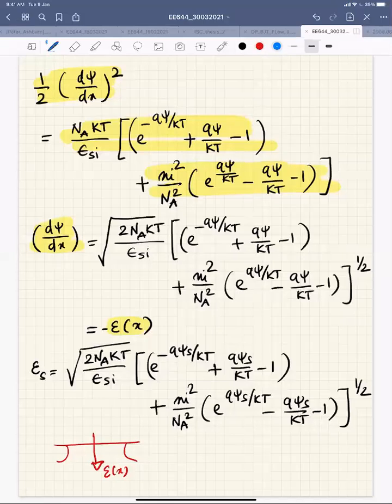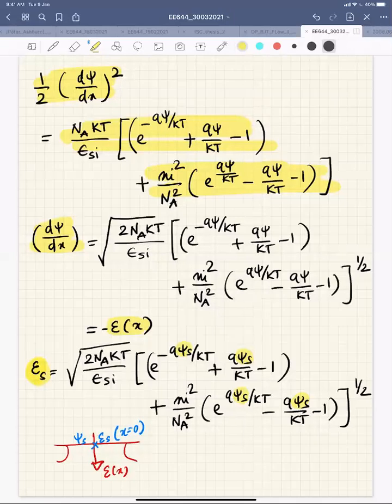But at x equal to 0, this is my Es, that is at x equal to 0. I know that the surface potential is psi s, the surface potential is nothing but the potential drop across the silicon, right? So if I do that, then Es, the electric field at the surface, you have to replace this psi by psi s. So this is the surface electric field, right?